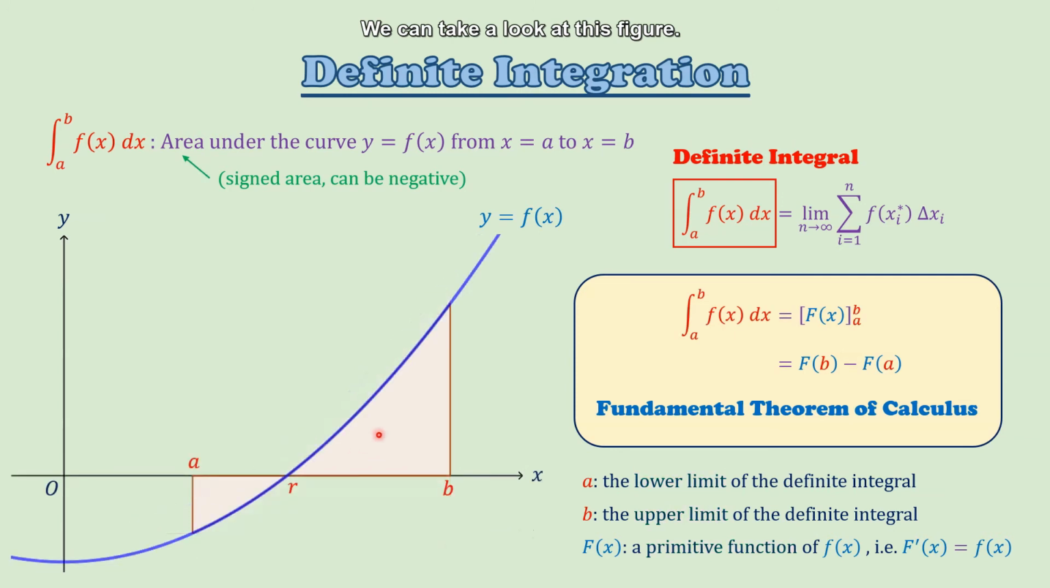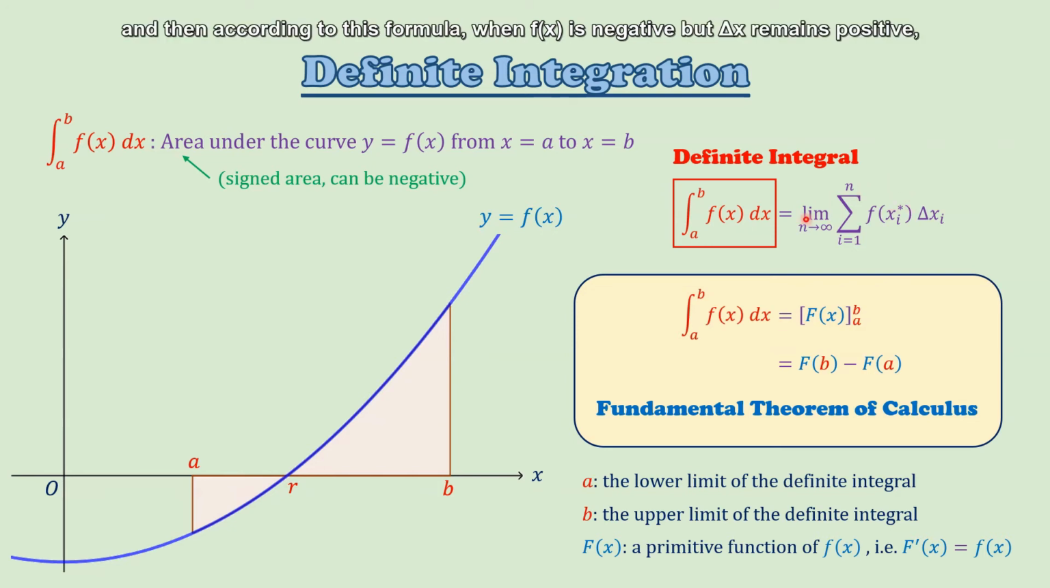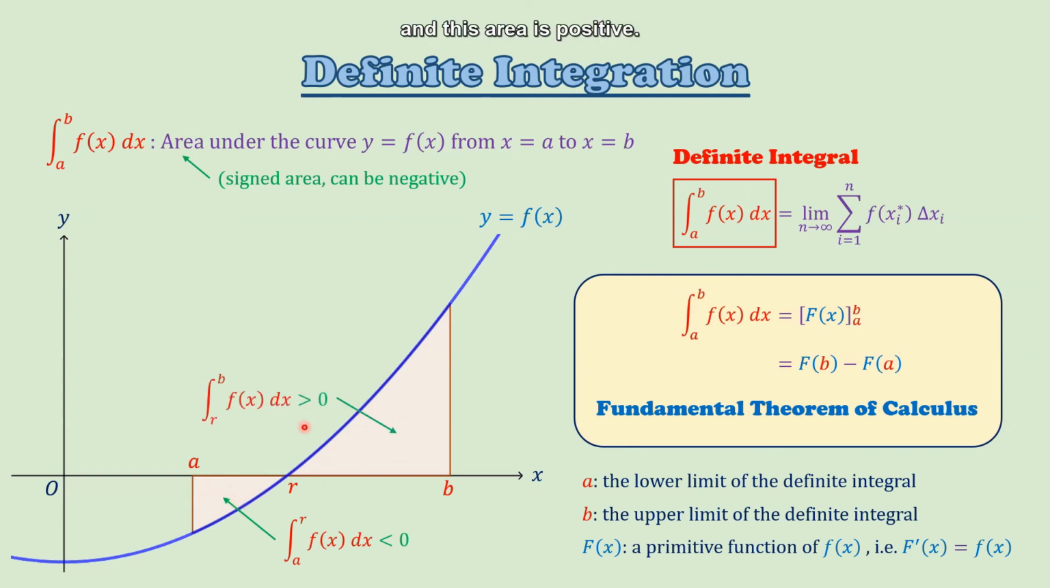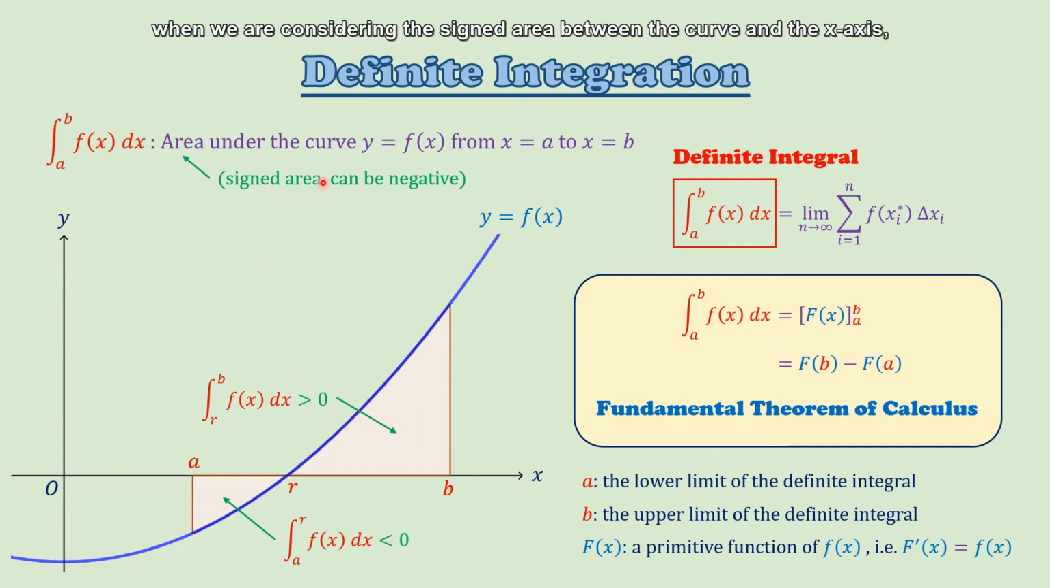We can take a look at this figure. Sometimes the area is not under the curve, but above the curve. In this region, f(x) is negative, and then according to this formula, when f(x) is negative but delta x remains positive, then we should obtain something negative. So here we can obtain a negative area, and this area is positive. In other words, when we're considering the signed area between the curve and the x-axis, when the curve is below the x-axis, the area is negative. When the curve is above the x-axis, the area is positive.